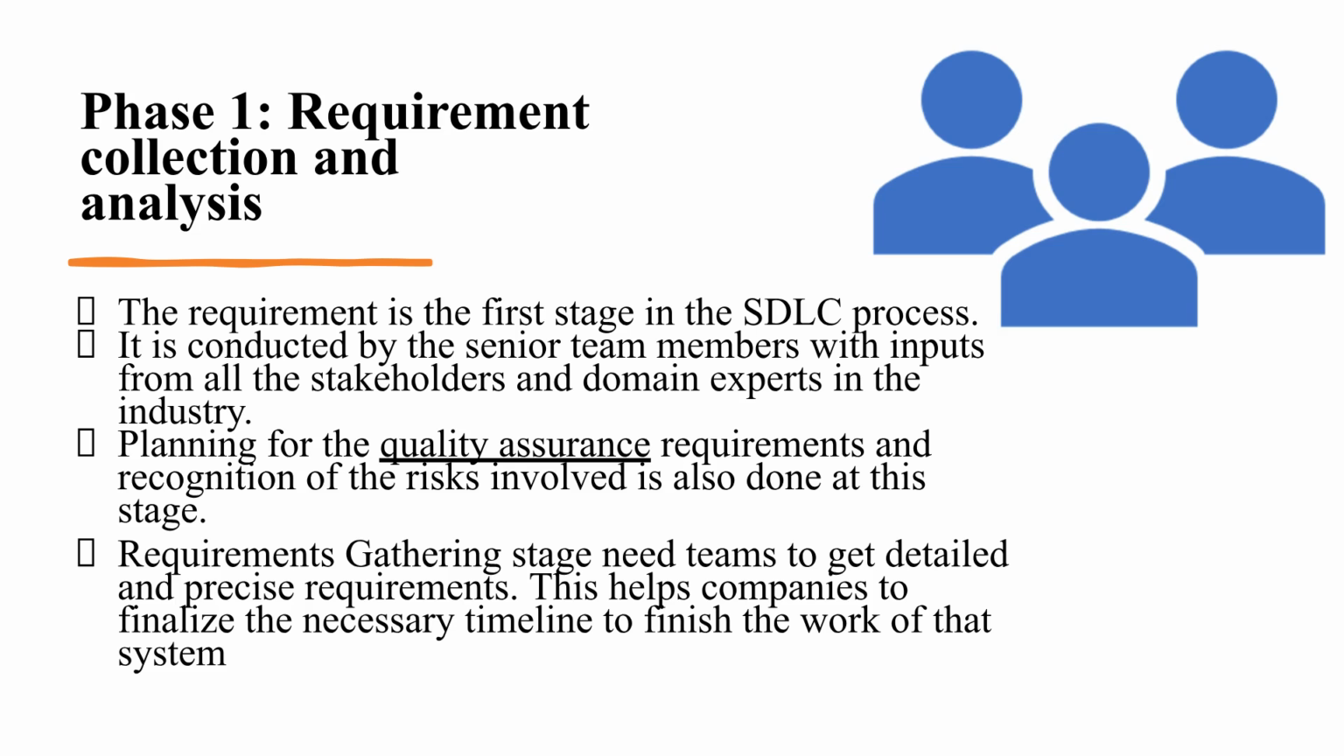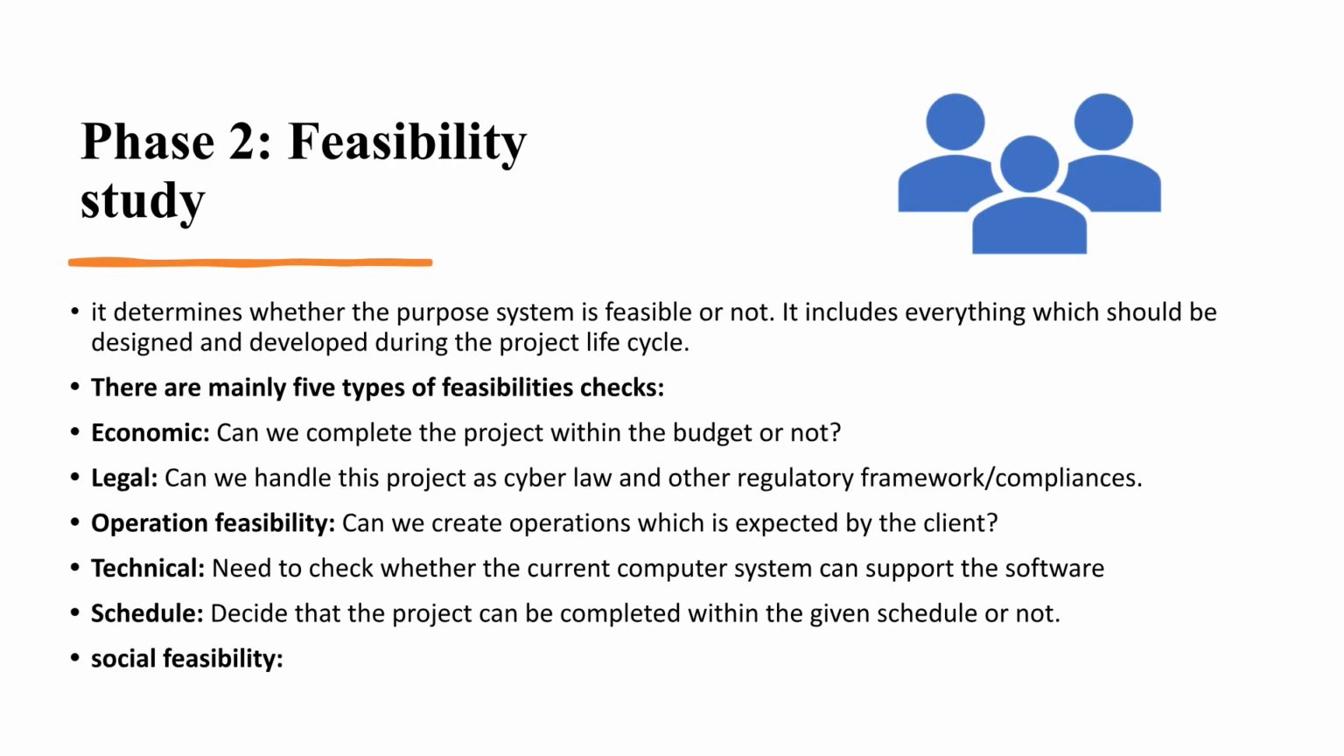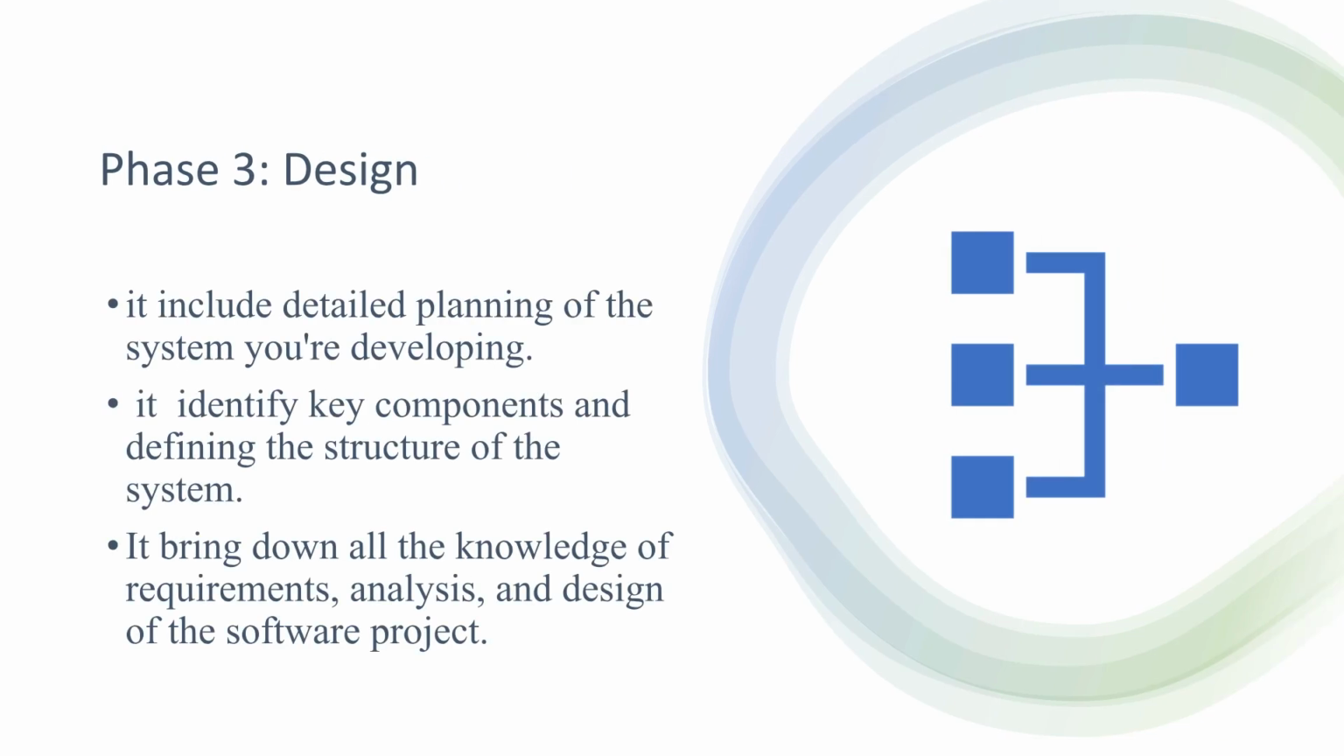Phase 1 is requirement collection and analysis, where teams work with stakeholders to define precise needs and establish project timelines. Next is the Feasibility Study, which evaluates the economic, legal, technical, operational, and schedule viability of the proposed system. In Phase 3, we focus on design, identifying key components, and establishing the system structure based on our prior analysis.